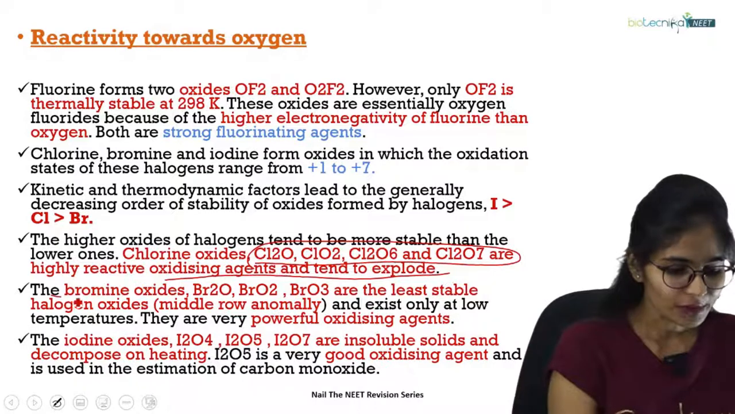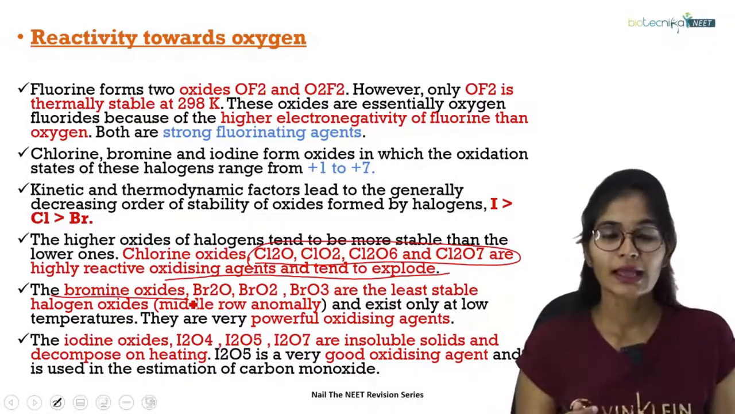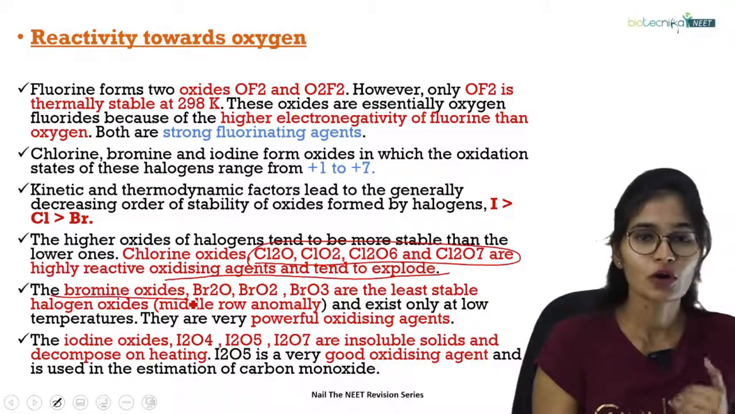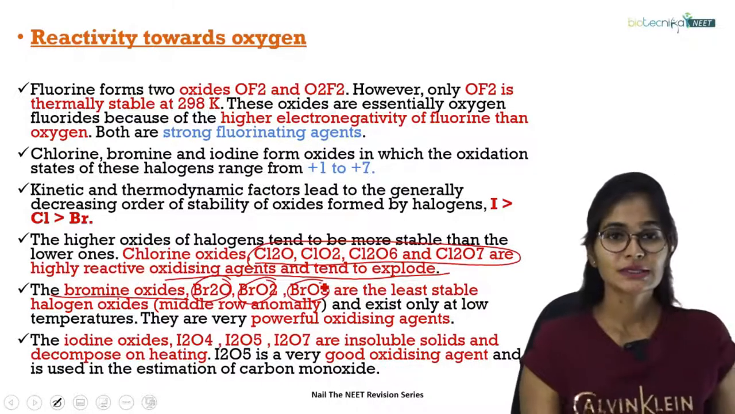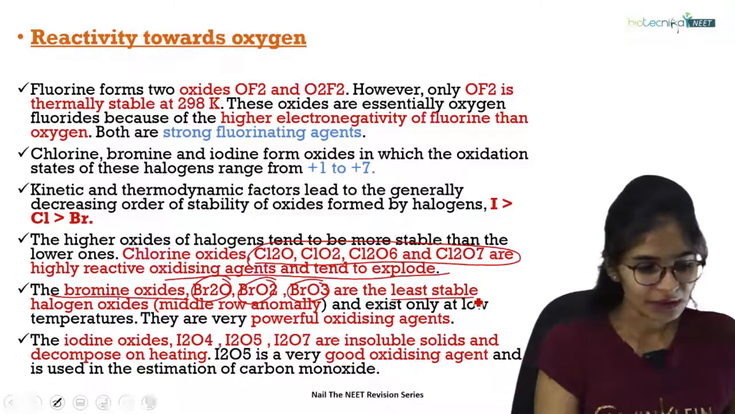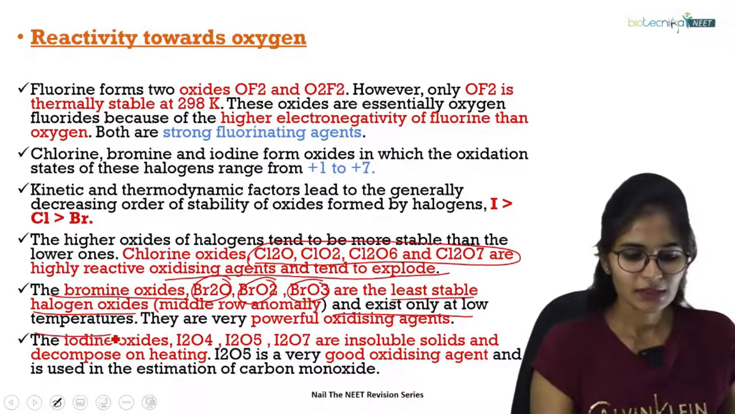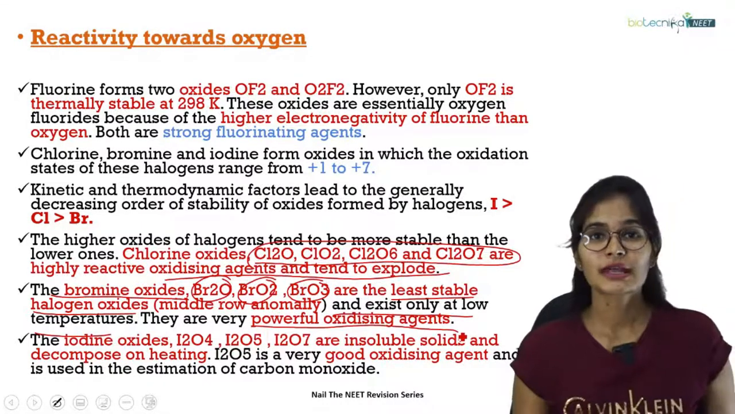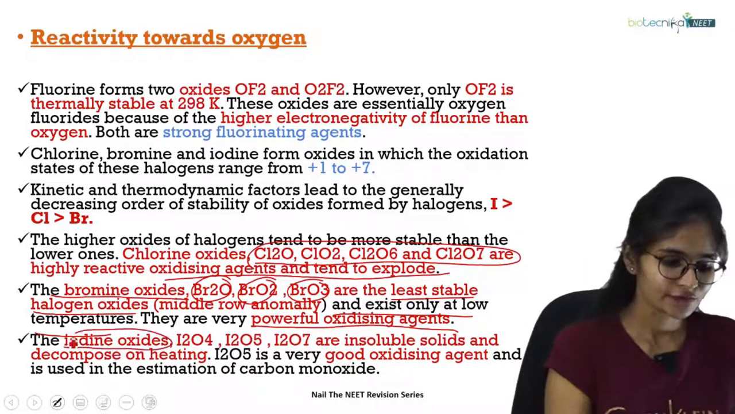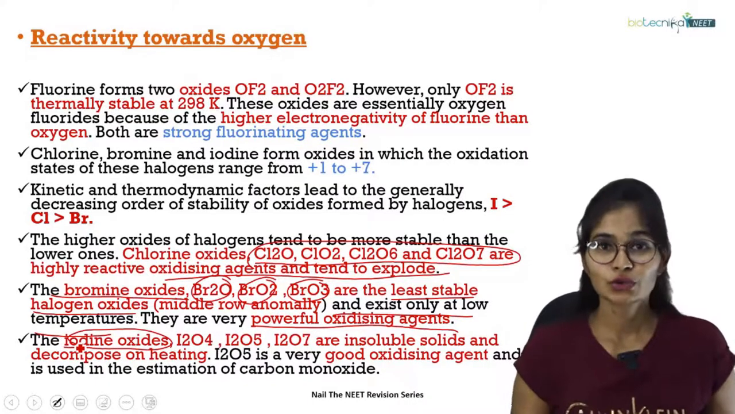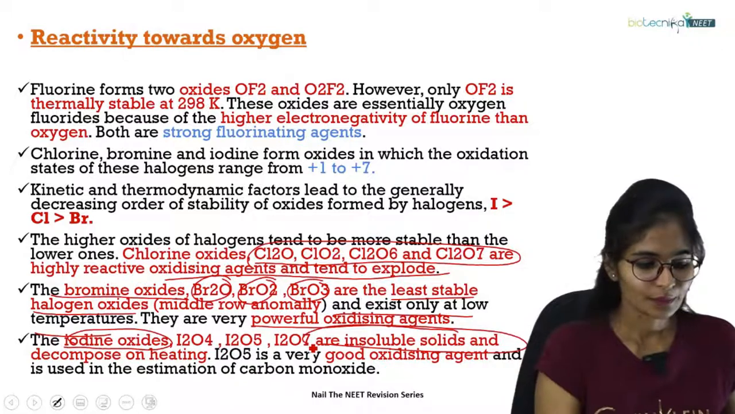Similarly, when you come to the bromine oxides, that is Br2O, BrO2, BrO3, these are the least stable halogen oxides and exist only at low temperature, and they are very powerful oxidizing reagents. Similarly, iodine also exists in oxide form, with I2O4, I2O5, I2O7, and these are insoluble solids and decompose on heating.